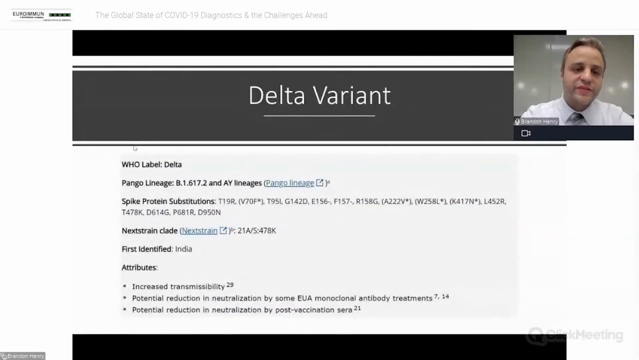So here we can see, for example, how the CDC will describe the Delta variant. We have over here the description of the spike protein substitutions, and as you can see, there are several. They provide where it's first identified, and the reason that it's been given that characteristic is because it's been associated with significant increased transmissibility. We'll talk about that in a second. A potential reduction in neutralization by some monoclonal antibody treatments, and potential reduction in neutralization by post-vaccination sera.